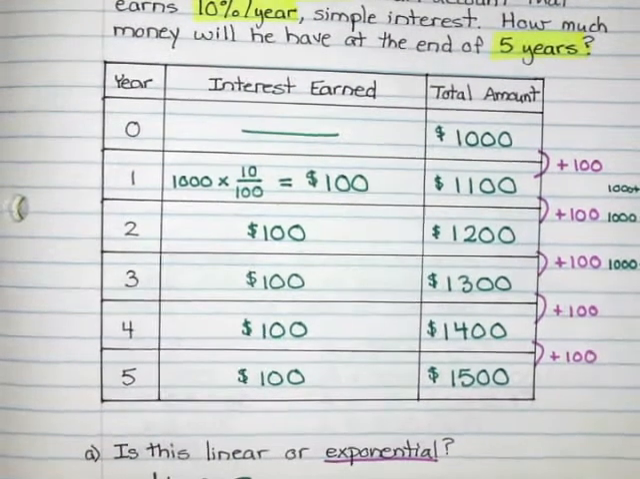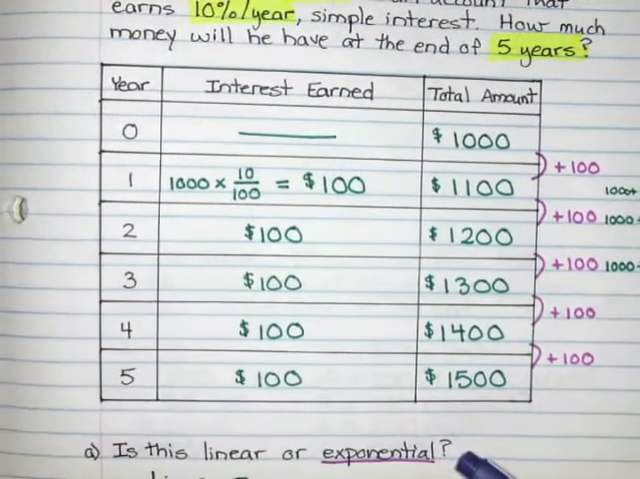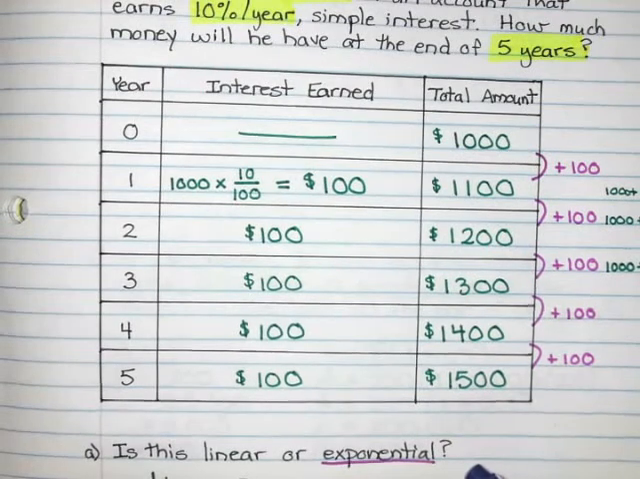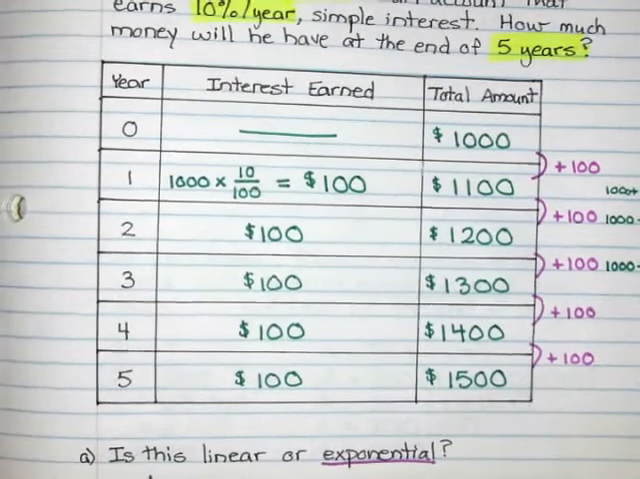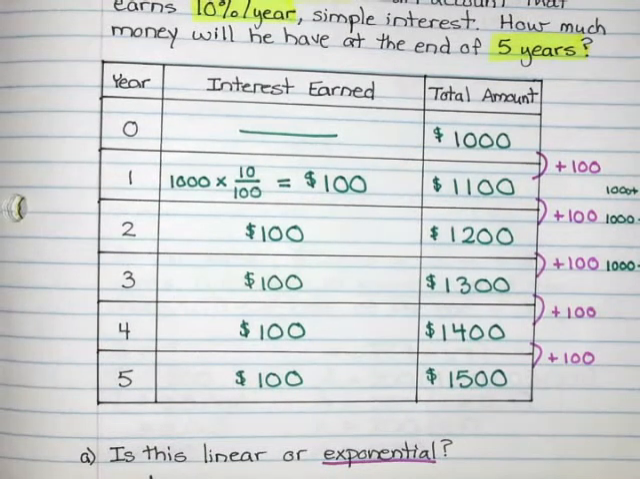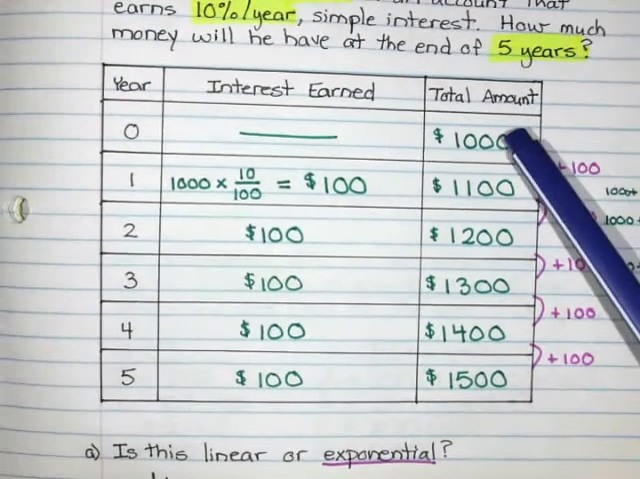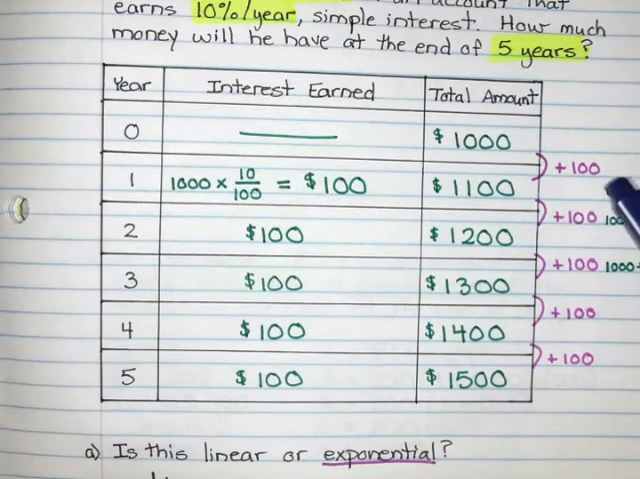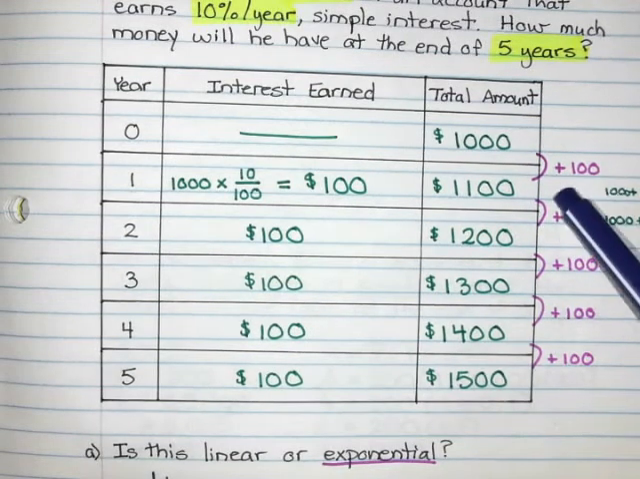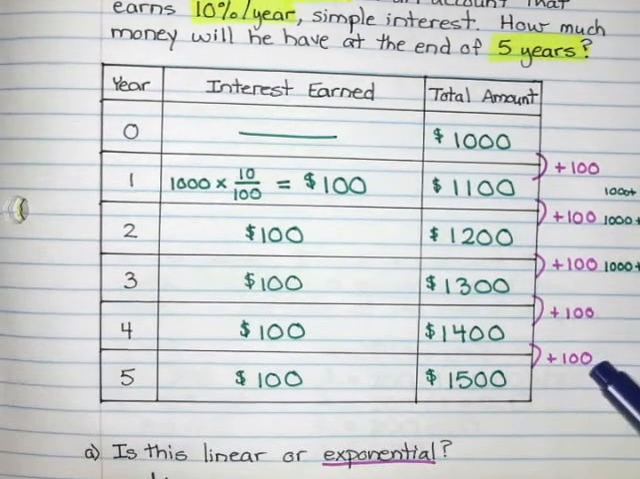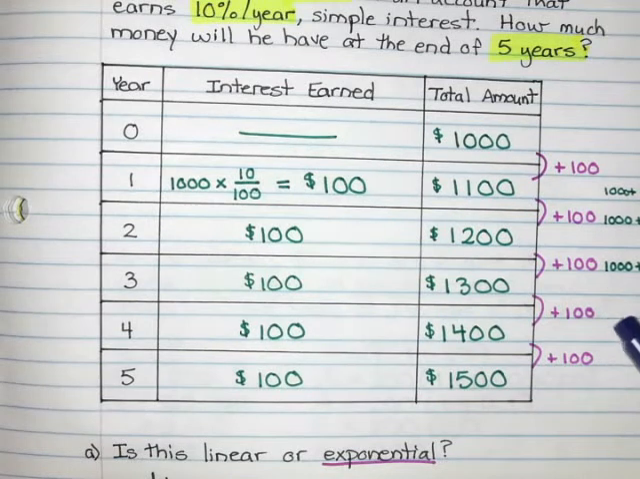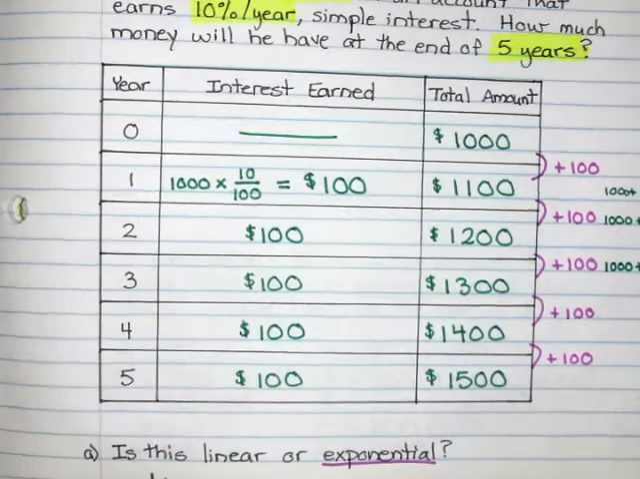So there's a follow-up question. There's actually 3 of them. The first one says, is this linear or exponential? When something is linear, it means that it is being increased or decreased by the same amount every time. So you're adding on the same number every time, or subtracting the same number every time. Here, to get from 1,000 to 1,100, we added $100 worth of interest. Then we added another $100, and another $100, and another $100. We are adding $100 every time, which means that this is linear.